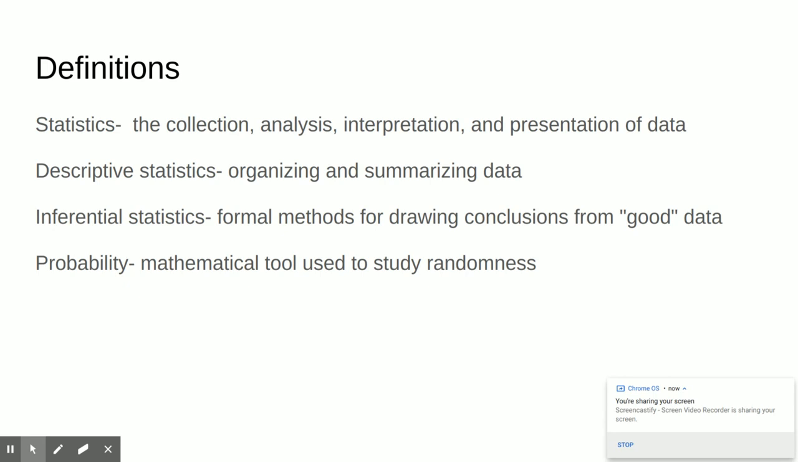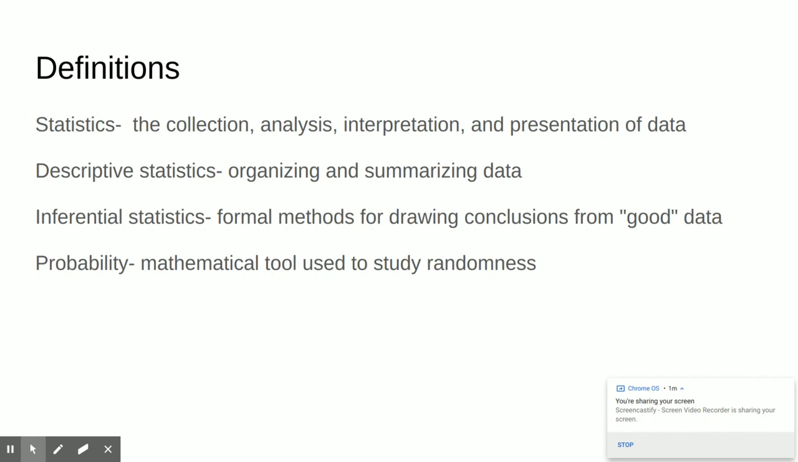Now, we can break down statistics into two different categories. We have descriptive statistics, and that's what we're going to be doing in the first half of this class: organizing and summarizing data. That's going to be making charts, making bar graphs, finding mean, median, mode, being able to describe the data with numbers and with visuals is a good way of looking at it.